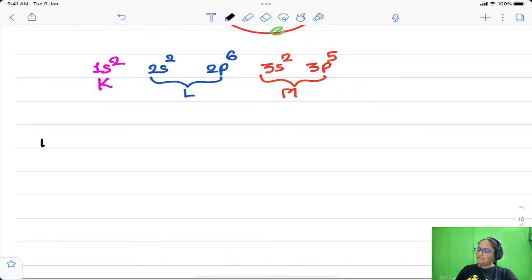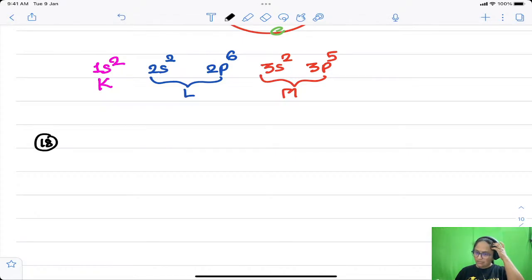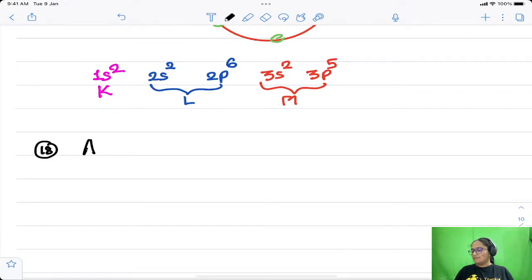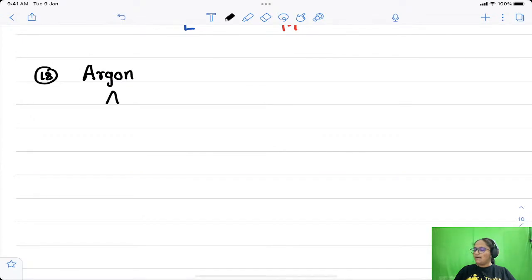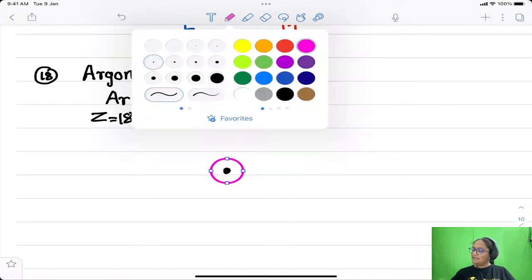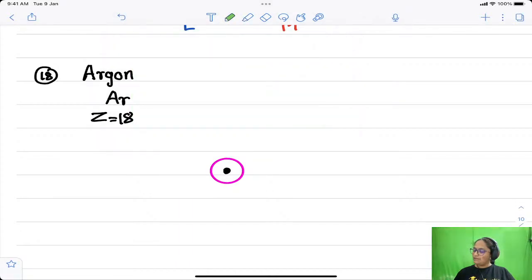And then 18th, the last atom in this structure of atom chapter, that is argon. Okay, and the symbol for argon is Ar, A capital, r small. Atomic number is 18. Okay, atomic number is what? 18. So let us see how 18 electrons are filled in argon. This is the nucleus of argon. Then this is the K shell first of all. In K shell, 2 electrons are filled.